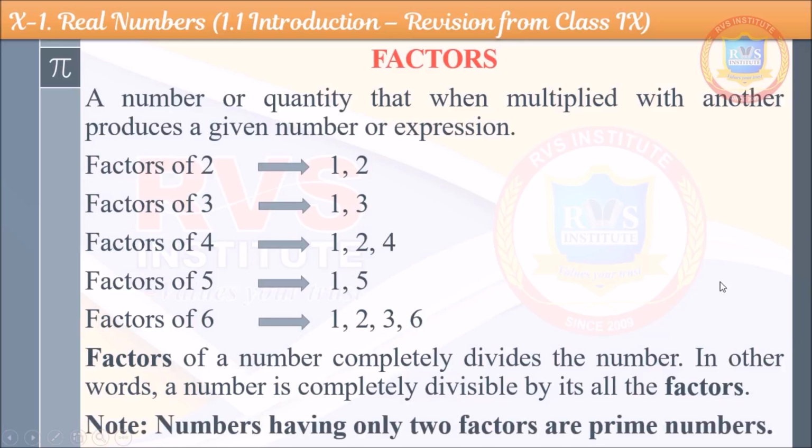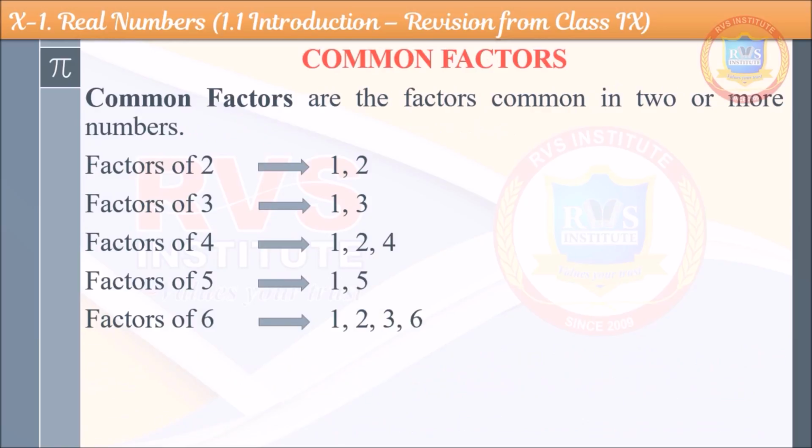Note, numbers having only 2 factors are prime numbers. Here you should notice 2 has only 2 factors 1 and 2, 3 has only 2 factors 1 and 3, 5 has only 2 factors 1 and 5. So 2, 3 and 5 are prime numbers. I already have explained prime numbers, so I don't need to explain more.